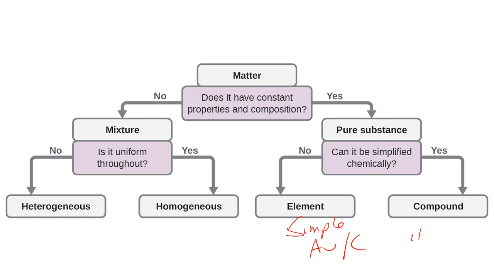If I have a compound like H2O, I can add a little electricity to this, and I can get H2 and O2, for example. We'll balance that out to make it look better. Can I separate water into H and O? Yes. Can I simplify it? Yes. Then you have a compound. So that's basically what matter is and how you can classify it.